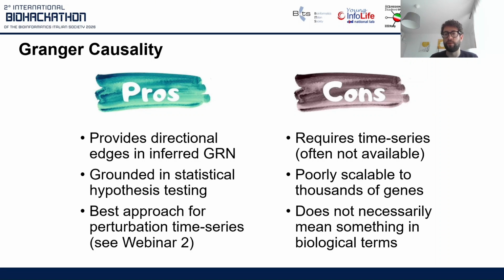The cons are that, of course, you require a specific type of data, which is time series, and it's not really scalable in terms of processing power for thousands of genes. And also, it doesn't have a direct explanation in biology because you're not looking at pure causes, but you're looking at an empowered correlation. So still there is room to improve.